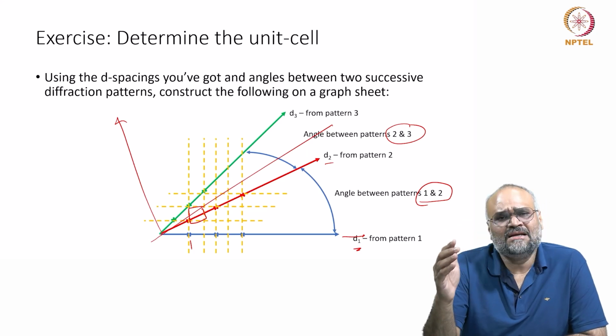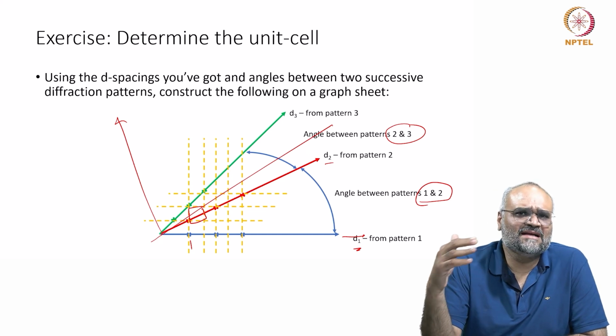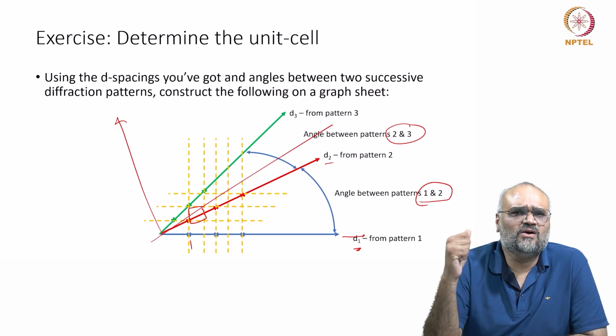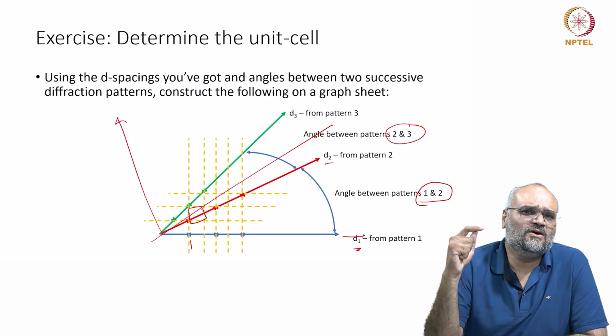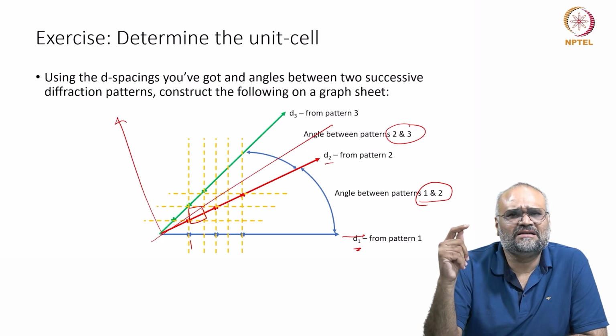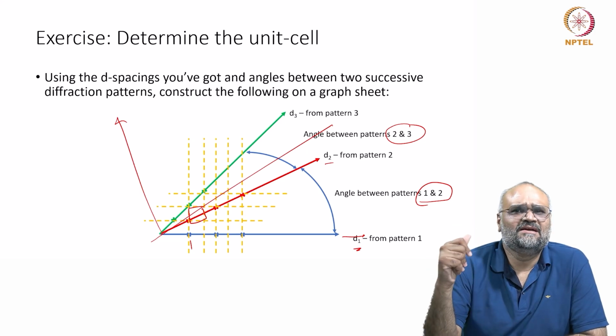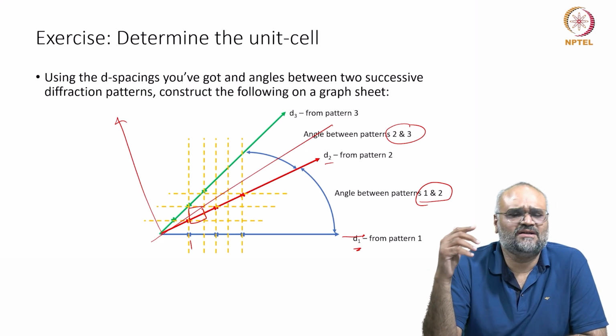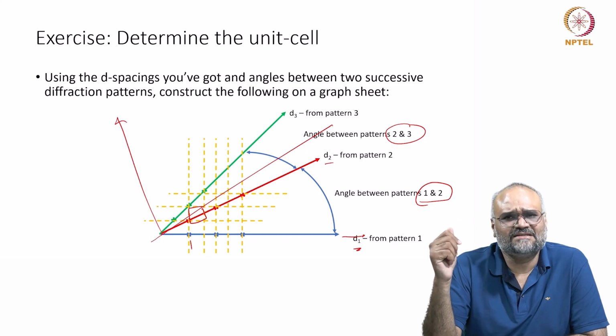So, with this I would like to stop this particular lecture here, and moving on in the next lecture we will see how to determine the d-spacings and also index the reflections that you get from a specific diffraction pattern, and we will see a few examples and take some examples from the texts on how the diffraction patterns are indexed. Thank you.